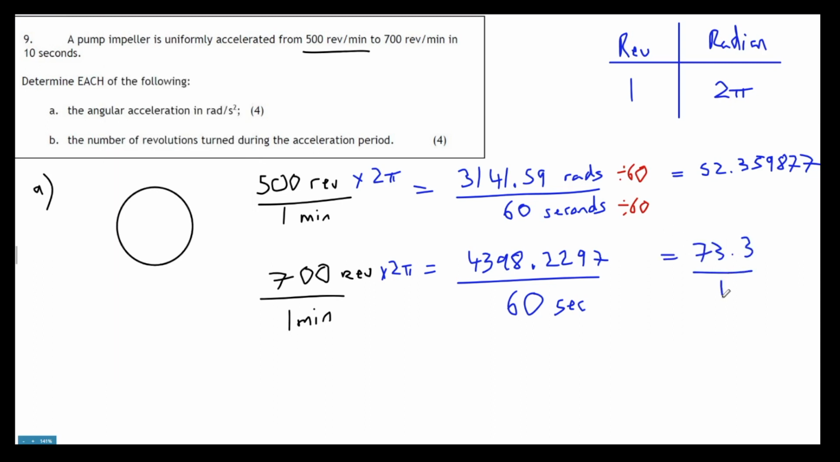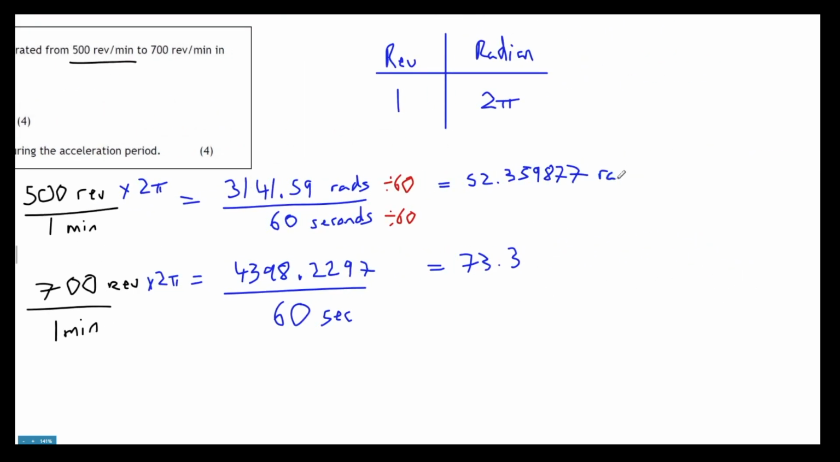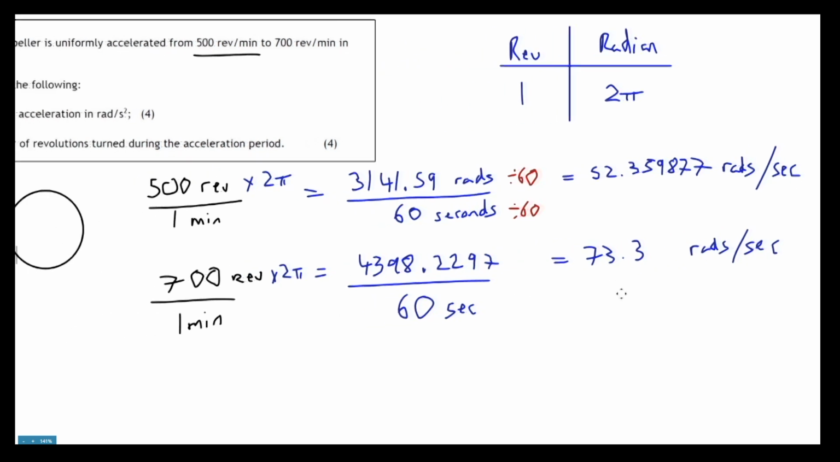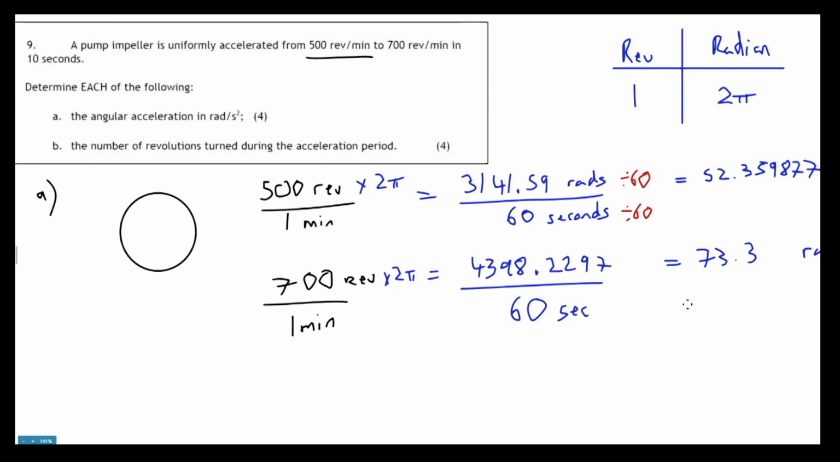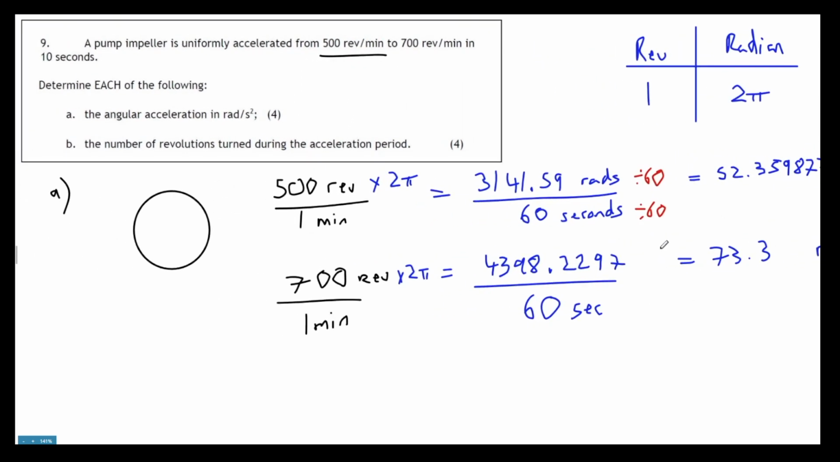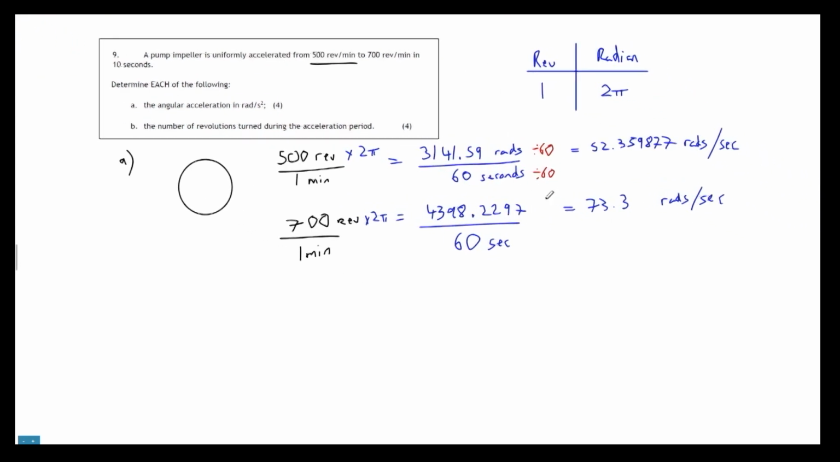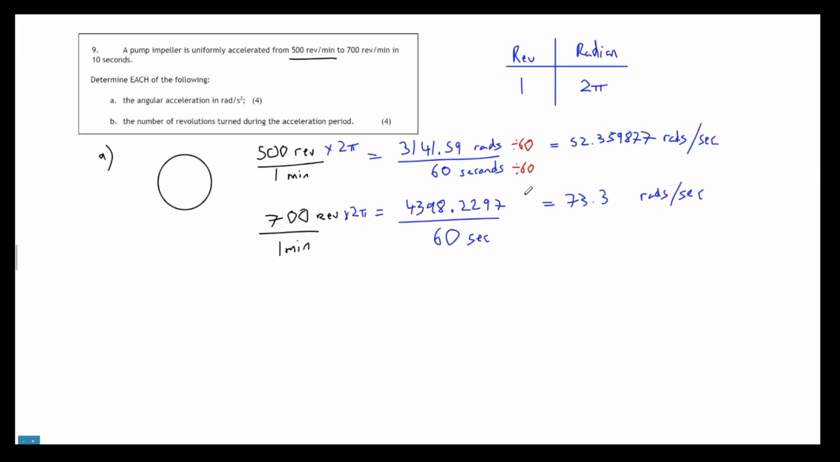73.3 over 1. That's how many radians per second we're doing. So let me write this down as rads per second. And this is rads per second. Right, okay. Now we got to talk about unit. Let me zoom out a bit so you can hopefully see it all. Can you still see that? Looks all right, doesn't it?